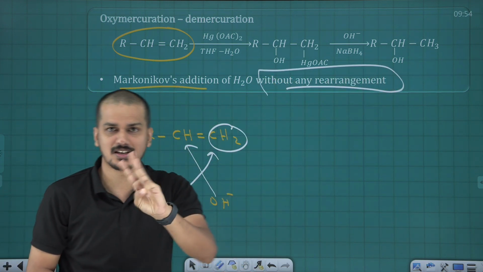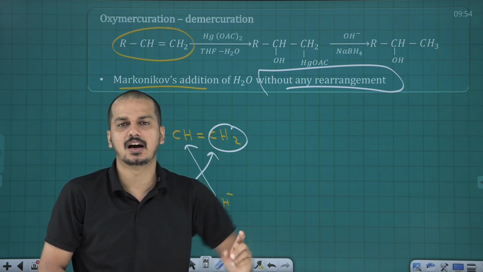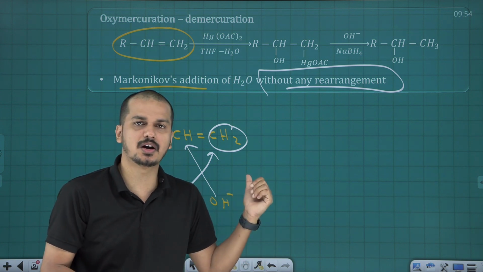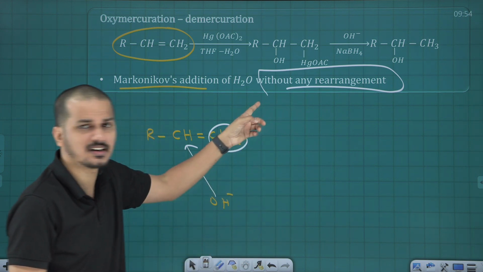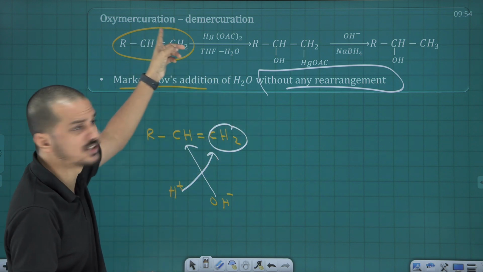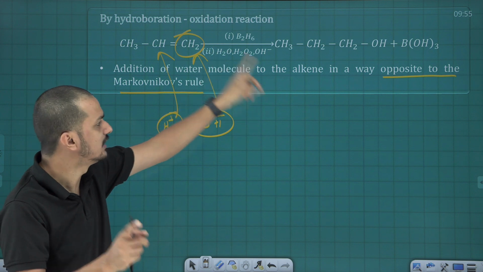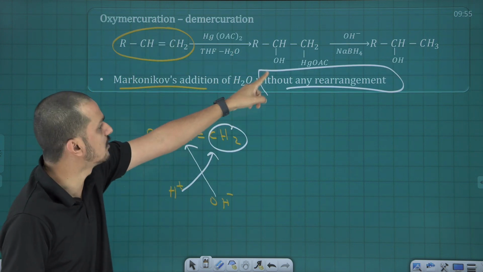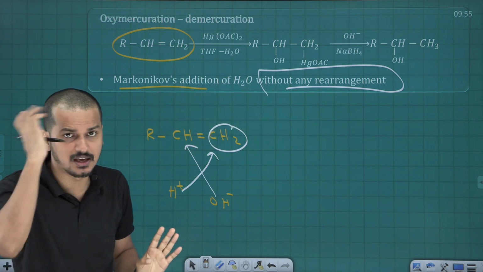So three reactions, same kind, addition of water only. But the first one, acid catalyzed hydration, means addition of water with rearrangement. Second one, hydroboration-oxidation, that is anti-Markovnikov addition. Here in oxymercuration-demercuration, this is actually without any rearrangement, Markovnikov addition. Keep it in mind, okay?